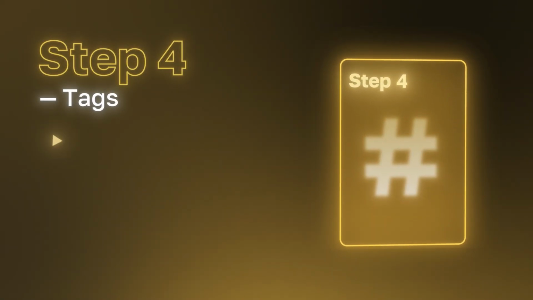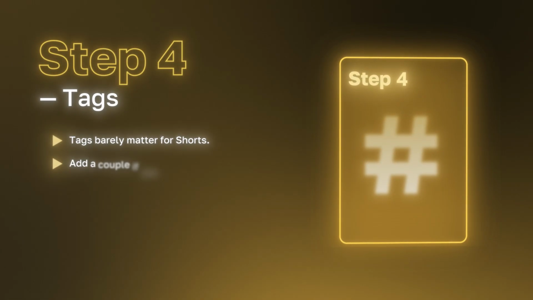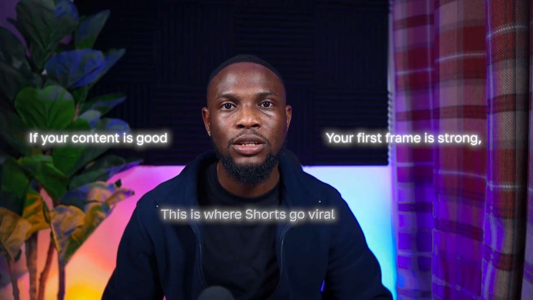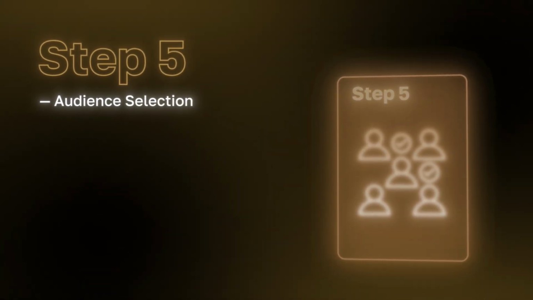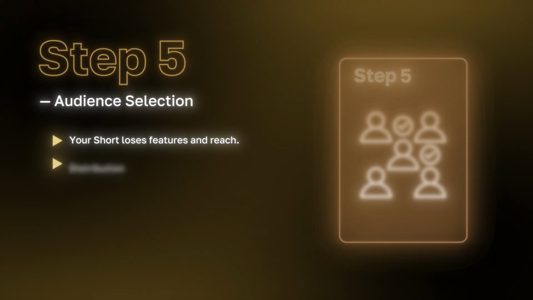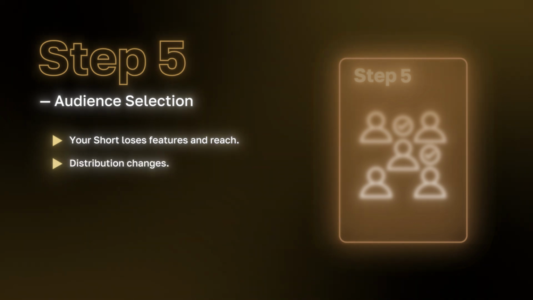So now that we have gotten this, let's move to another section, which is tags. This is where people waste time. Tags barely matter for shorts. Just add a couple of tags if you want, but don't stress yourself. If your content is good and your first frame is strong, adding tags or not won't break it. What matters here is your audience setting. If you accidentally select made for kids, your short loses features and reach, and this will definitely affect your distribution. So only choose made for kids when your content is genuinely made for kids.